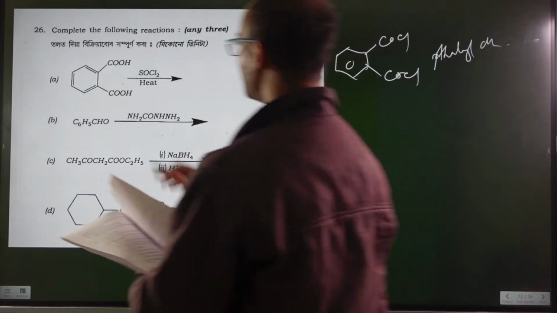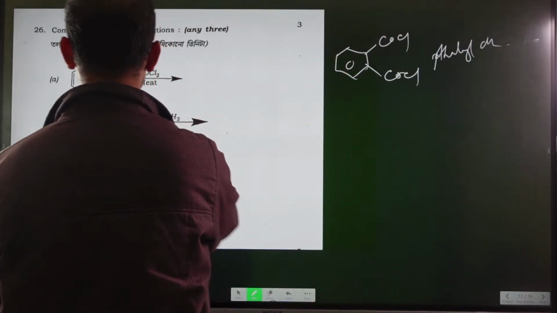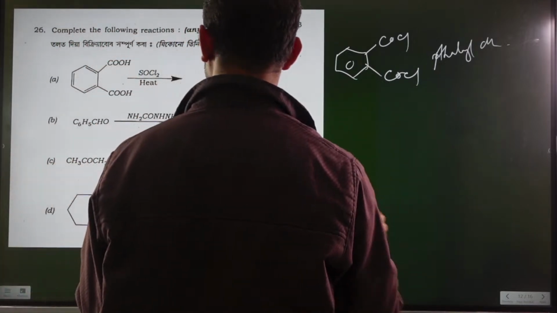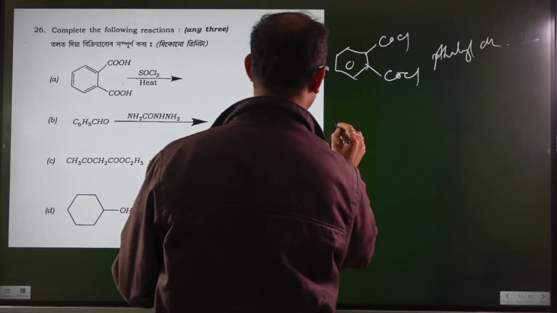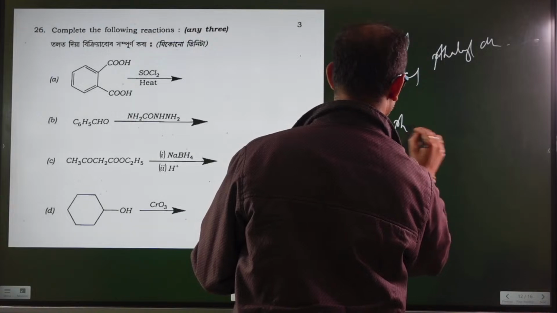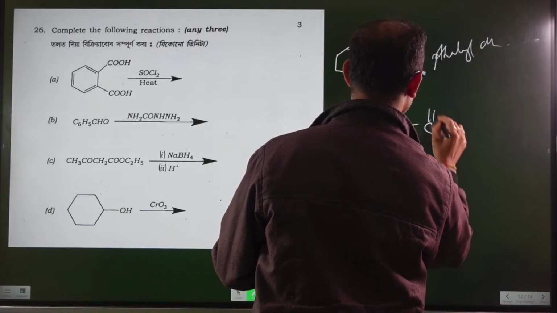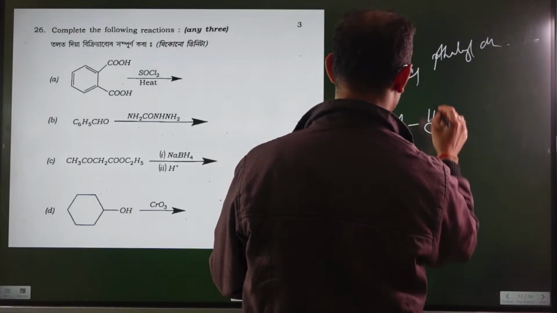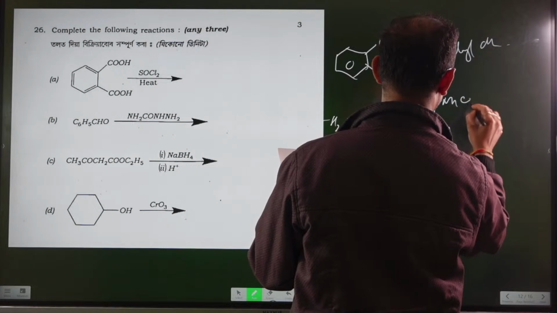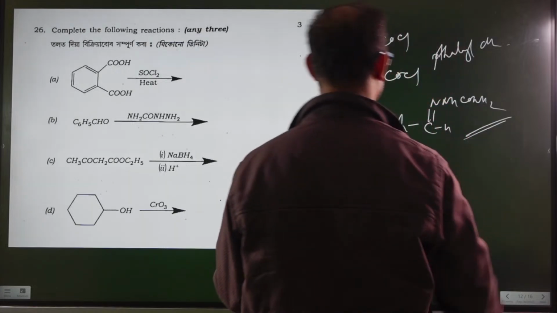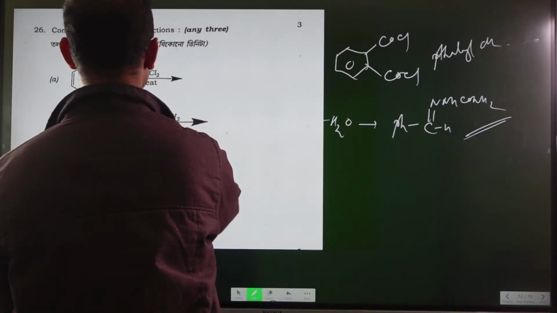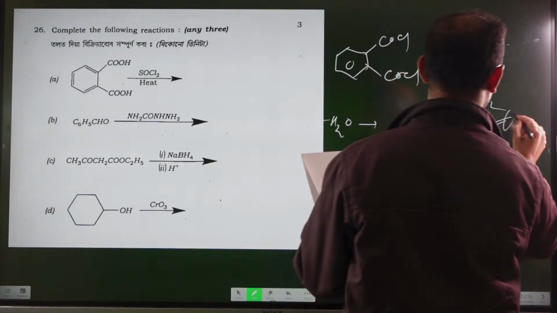Okay? In this case, the structure's name will be hydrazone. It means there is elimination of a water molecule and it gives you the product PhCH=N-NH-CONH2. This is the product. With this hydrazine-type reactant, this will give you a hydrazone.